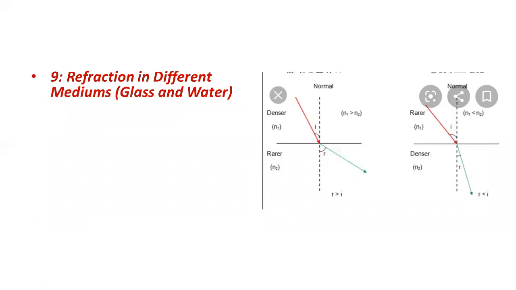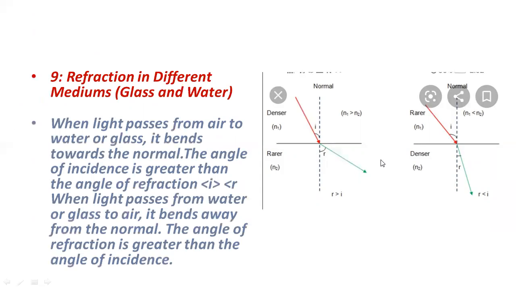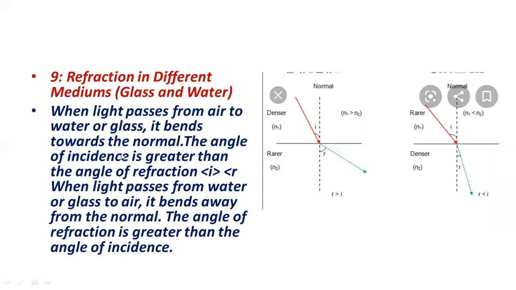Refraction in different mediums: refraction in water, in glass, in any metal, or in air. So refraction takes place in different mediums. You can see when light passes from air to water or glass, it bends towards the normal, and the angle of incidence is greater than the angle of refraction. This sign is for angle of incidence greater than angle of refraction.